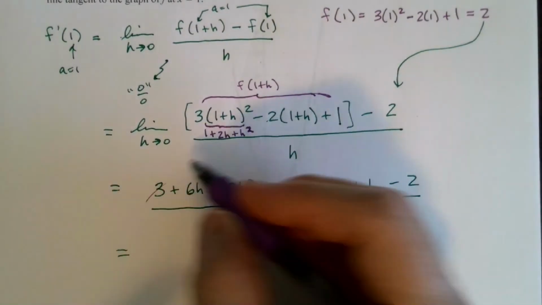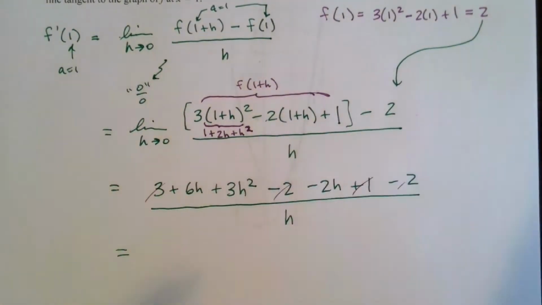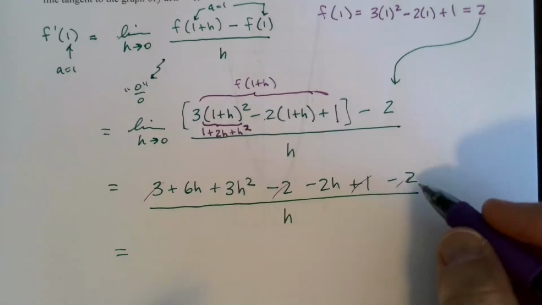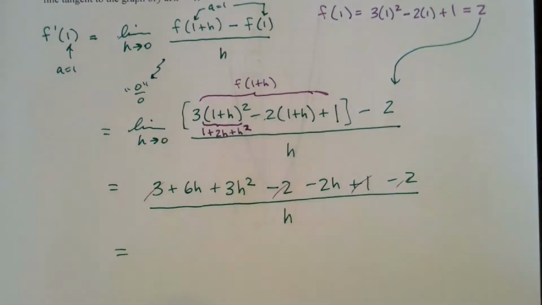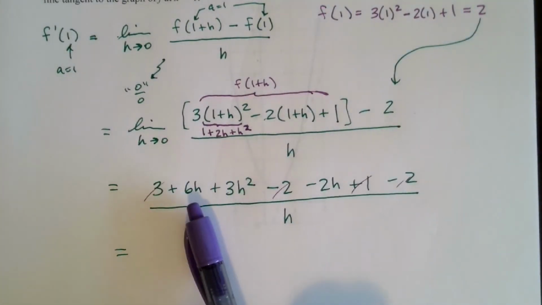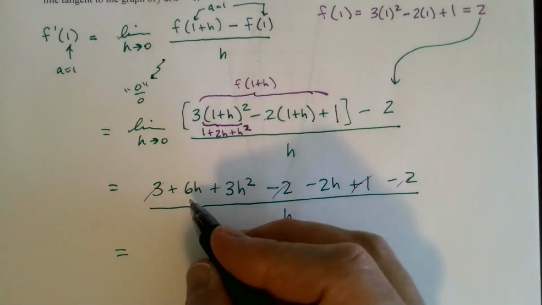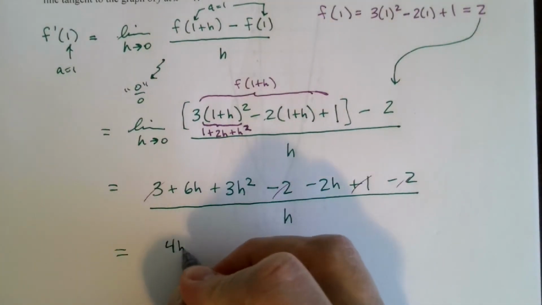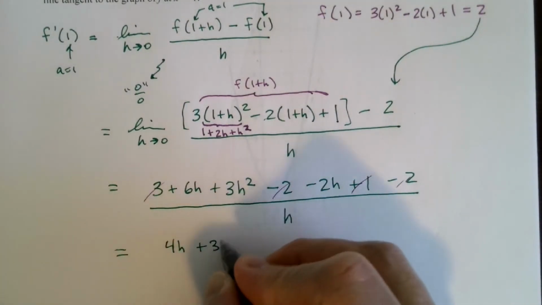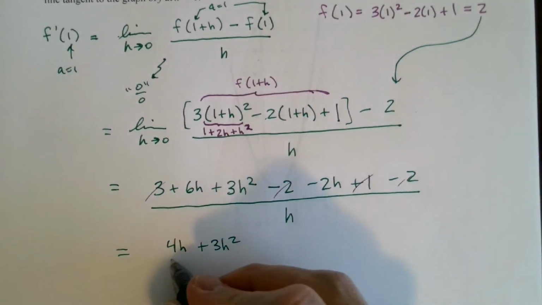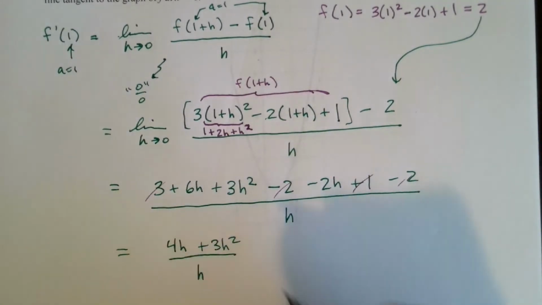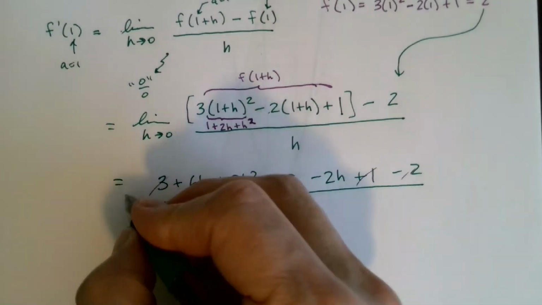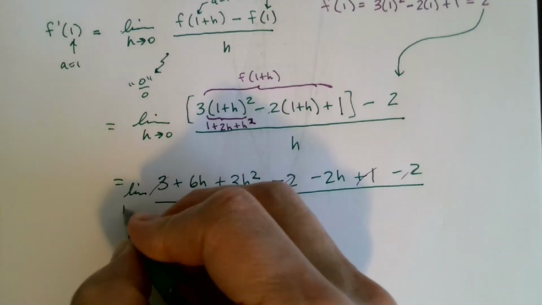So our constant terms, I'm just going to scratch those out, they combine to 0. Okay? And then I've got a 6h minus 2h. 6 minus 2, 4h, plus 3h squared, and that's it. Except I've done something terribly wrong, right? I'll harp on it. I forgot my limit sign.